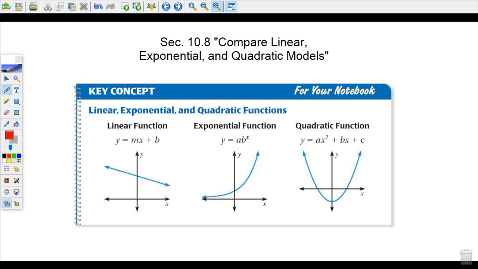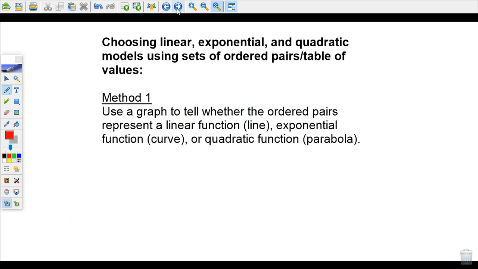by the looks of their graph, and by how ordered pairs or tables of values look. We're going to skip over writing equations for these things right now. We're just going to compare, and hopefully by the end of this video be able to recognize the difference between a linear function, exponential function, and quadratic function. There are a couple ways that you can do this.